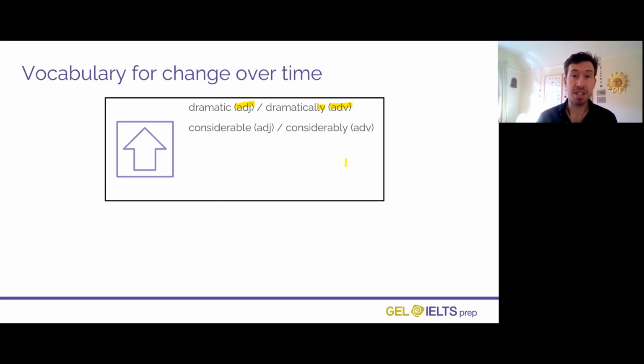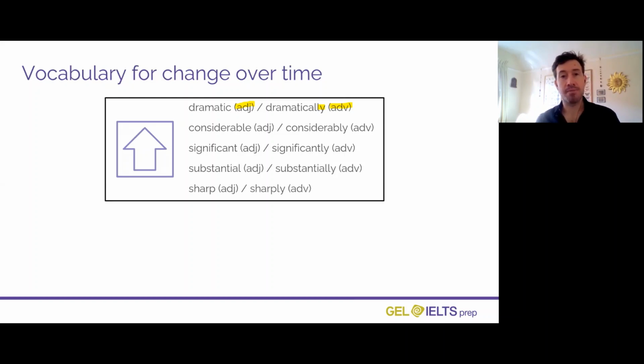Considerable and considerably, again talking about a big change. Significant and significantly. Substantial and substantially. And sharp and sharply. A little bit of difference here is that sharp and sharply doesn't necessarily mean a large amount, but it means quick. It means it changes very quickly.